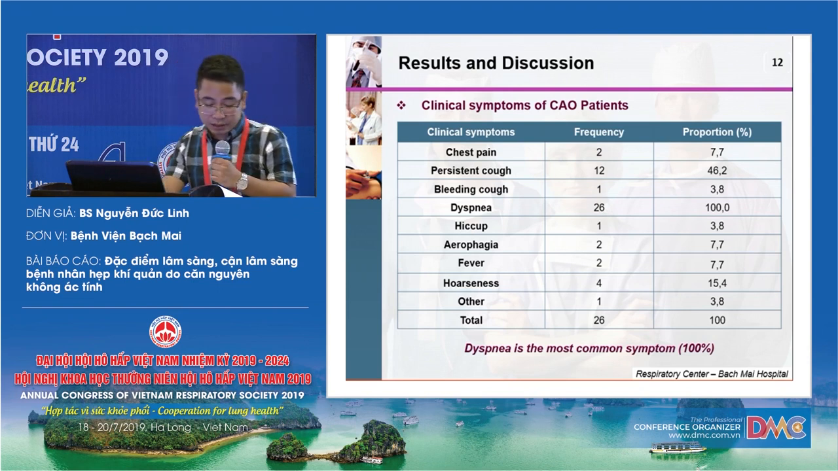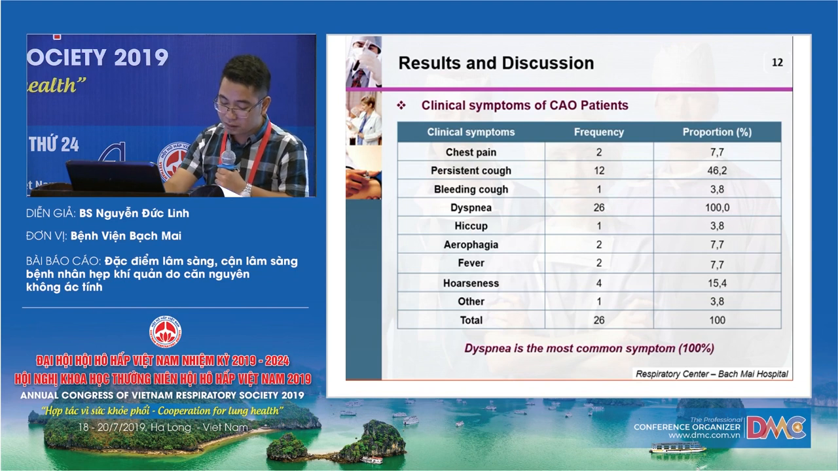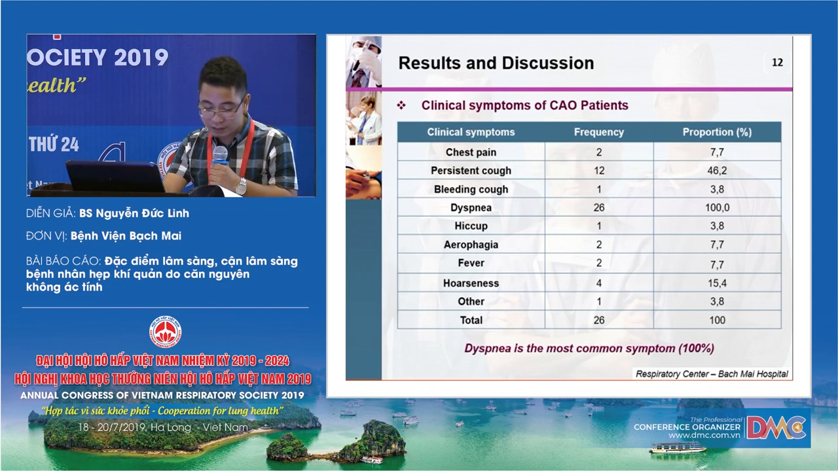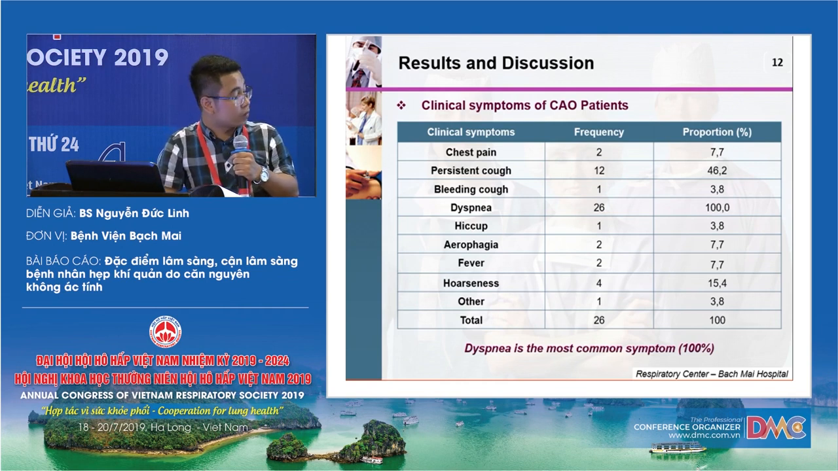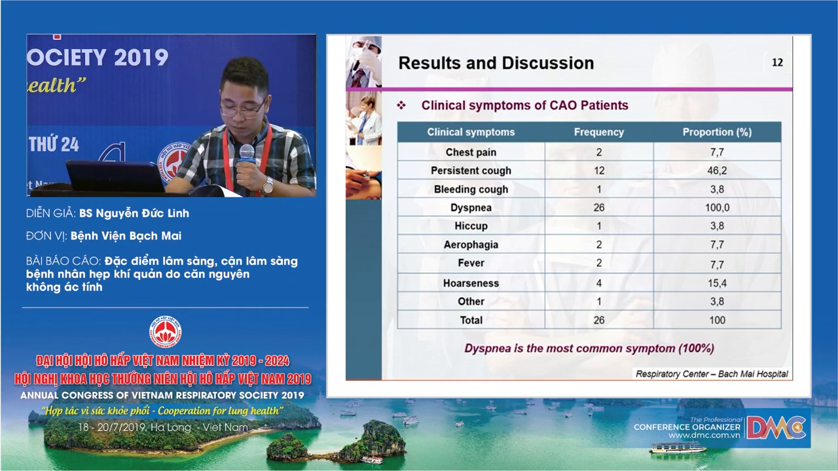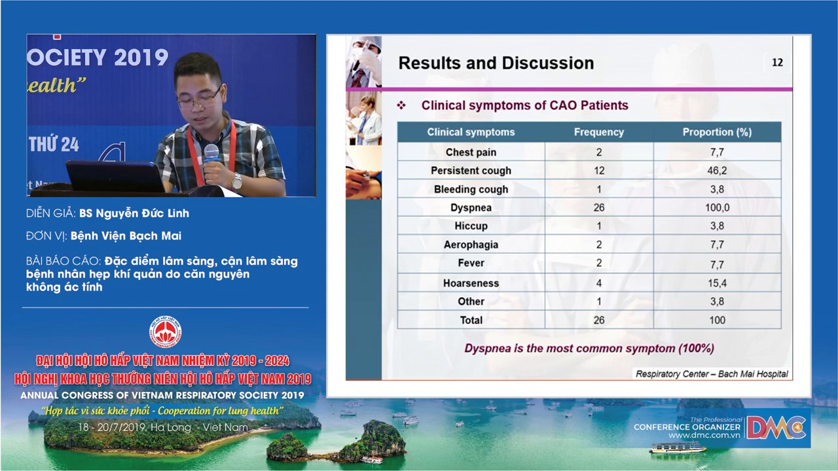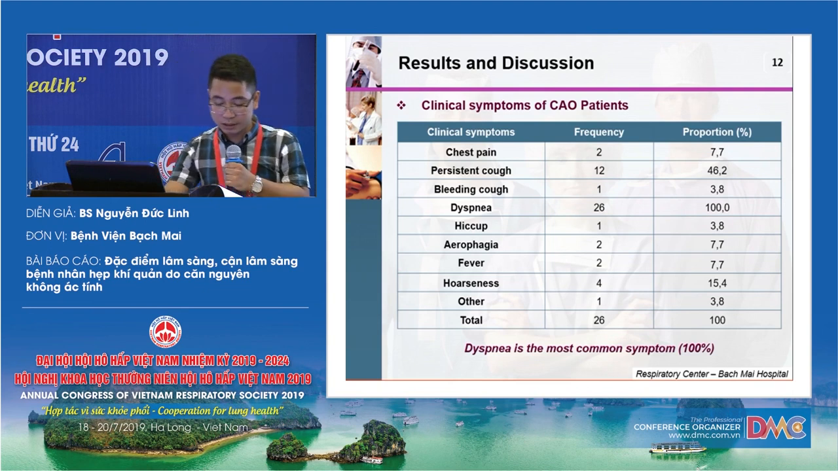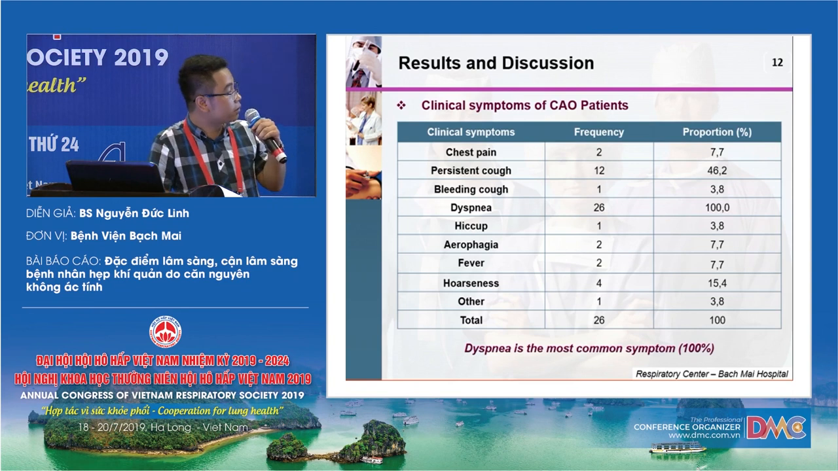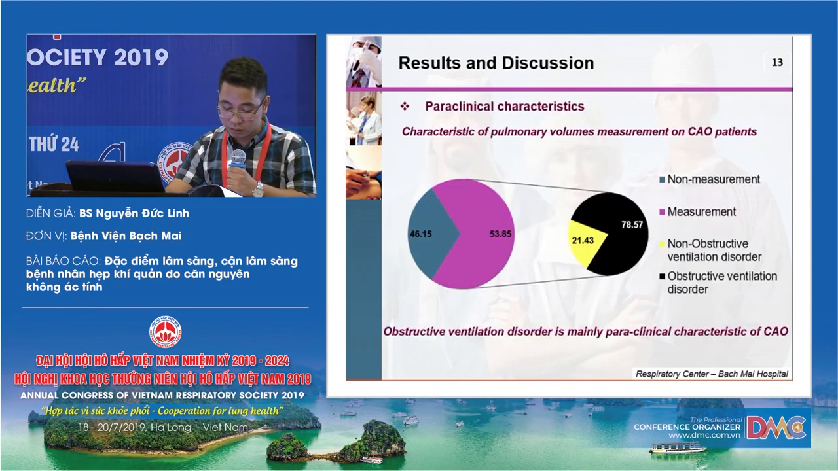For the paraclinical characteristics, more than half of patients had respiratory function measured, about 53%, and more than 78% of these patients had obstructive ventilatory disorder. This is similar to previous reports.